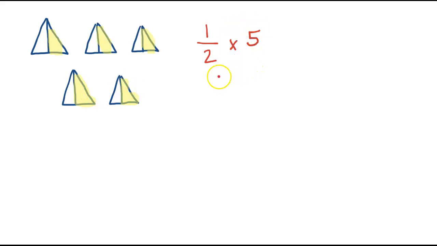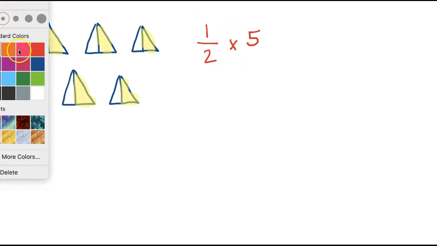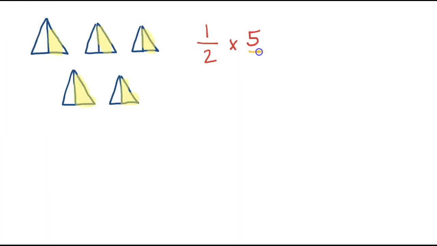Now, whenever I multiply a fraction by a whole number, what I do is I put the whole number over 1, because there's an understood 1 here. Okay? And then I just simply multiply straight across. I know 1 times 5 is 5, and then I know 2 times 1 is 2. But there's something wrong with this fraction. It's improper. So I need to change it to a mixed number.